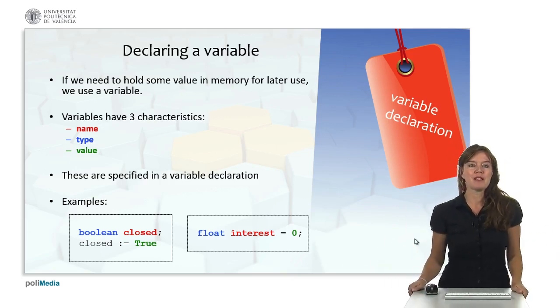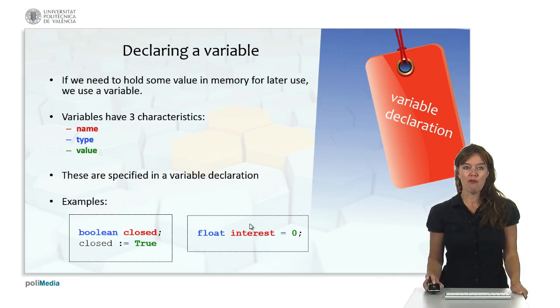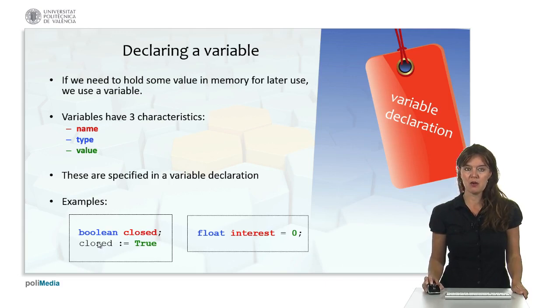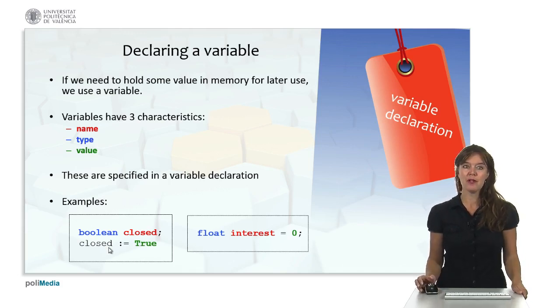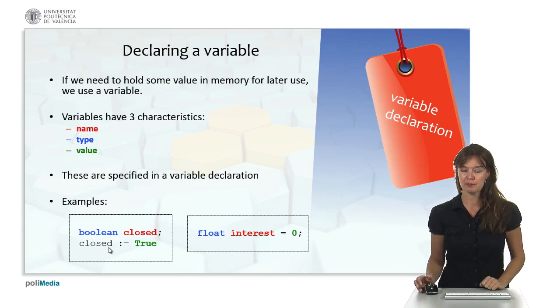So here you see some examples of a declaration. We declare a Boolean variable with the name closed. The name is red, the type is blue. And then we assign a value, saying closed takes the value of true. So here we see a variable declaration and an assignment that together give the three characteristics to a variable: name in red, type in blue, value in green.